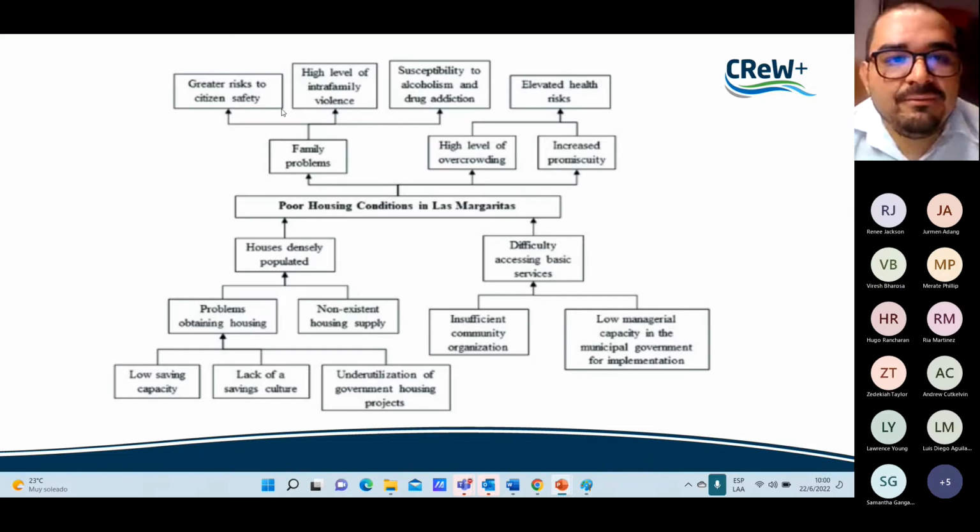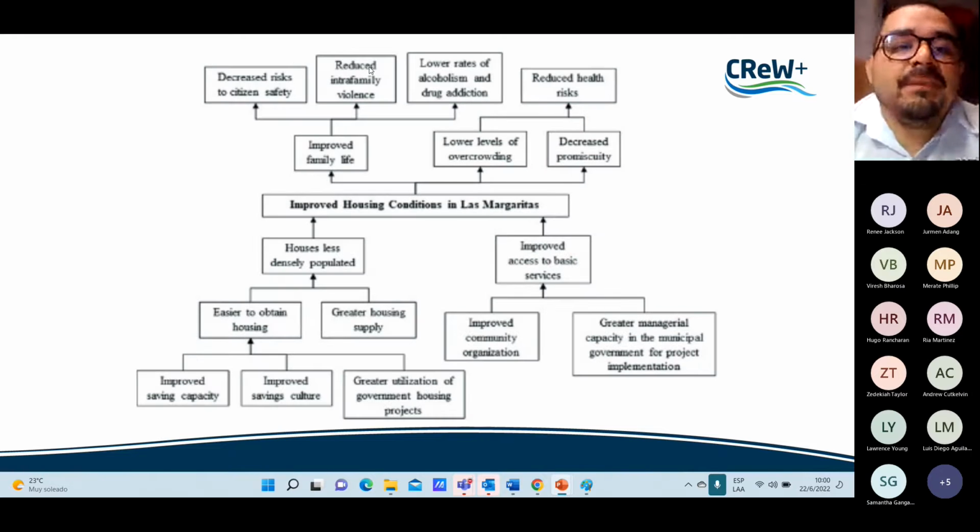And back then we have greater risk to citizen safety, high level of interfamily violence, susceptibility to alcoholism and drug addiction, and elevated health risks. Now we have decreased risk to citizen safety, reduced interfamily violence, lower rates of alcoholism and drug addiction, and reduced health risk. So, as you can see, there is a transformation between problem three and this objective three.